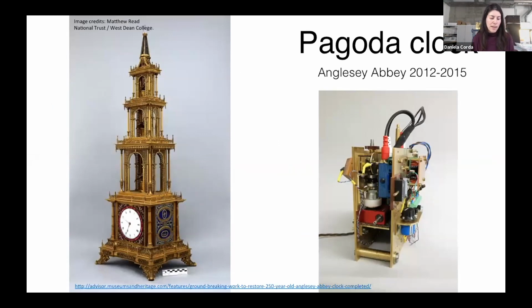The next case study employed discrete electronic components to replace the clockwork gear trains of an automaton clock. Discrete components are single units which perform a specific function and are connected in a circuit via soldered wires. The pagoda clock, manufactured for the Chinese export market, became the subject of a 3-year conservation project beginning in 2012. According to those involved, including Matthew, the treatment was successful yet challenging.